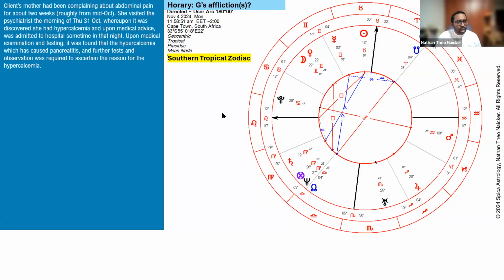Anyway, the client's mother had been complaining about abdominal pain for about 2 weeks, roughly from the middle of October. These are two very recent stories I've done. She visited the doctor the morning of the 31st of October, whereupon it was discovered she had hypercalcemia. That means a lot of excess calcium in the body. Upon medical advice, she was admitted to hospital that night. Upon medical examination and testing, it was found that the hypercalcemia had caused pancreatitis, inflammation of the pancreas, and further tests and observation were required to ascertain the reason for the hypercalcemia. So that was the background to the question.